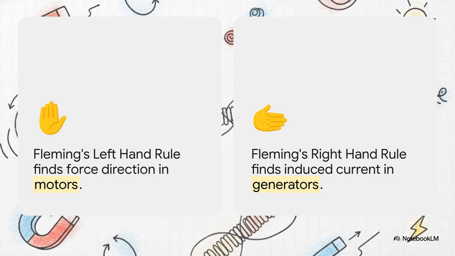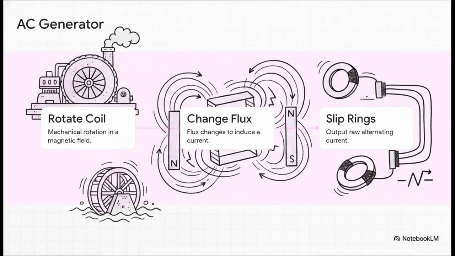Left hand is for finding the motion in motors. Right hand is for finding the electricity in generators. Never mix them up on an exam. So, putting all of this theory into practice, we build the AC generator. Here is how it works.